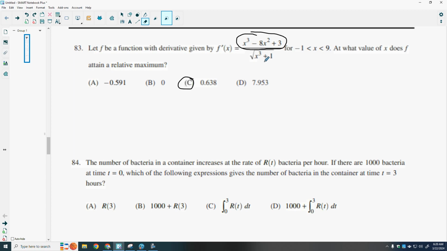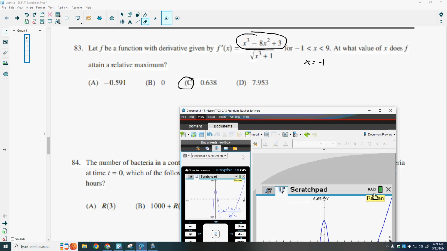I lied. Critical values can occur where your derivative is undefined also. I do care about that. So for this point, for the 0 part, I don't care, but being undefined does matter, and it's undefined at -1. Okay, so on the top, I would go back to my calculator. I would type in just the x cubed minus 8x squared plus 3. Find out where it's equal to 0.